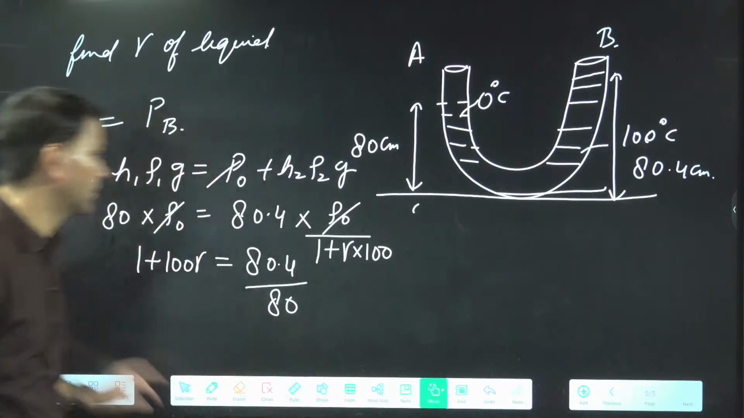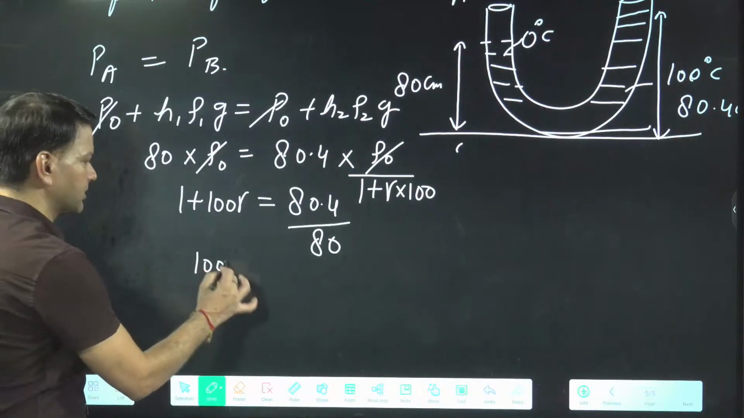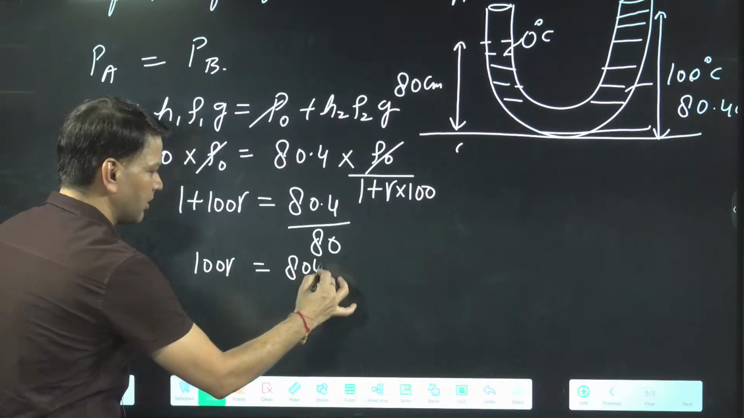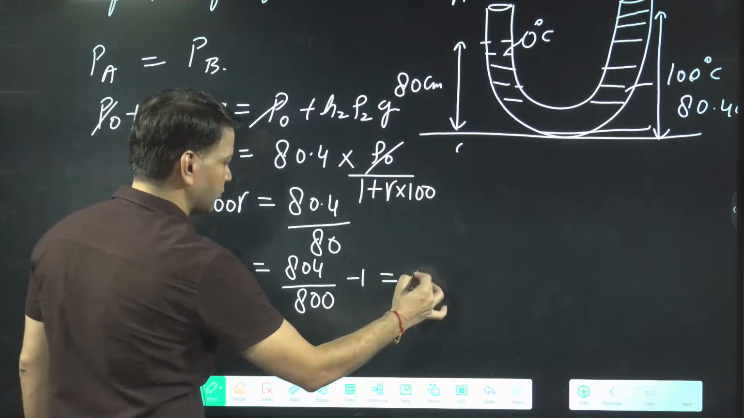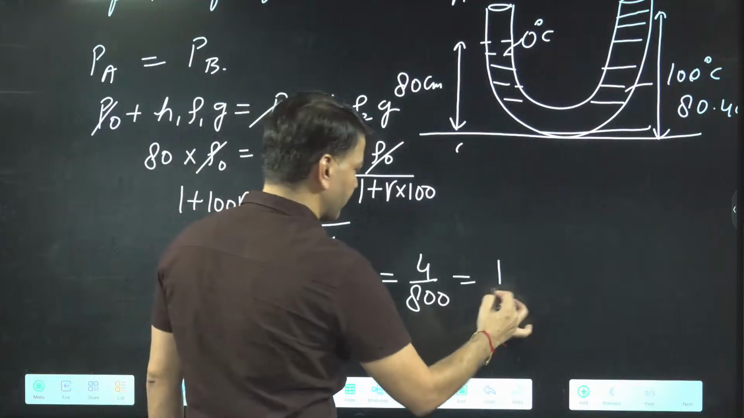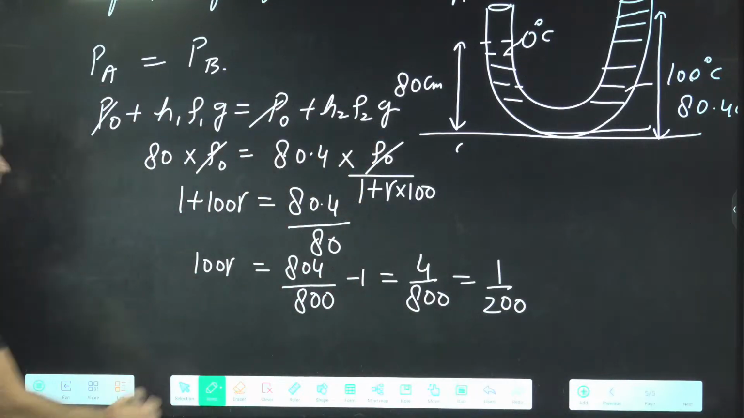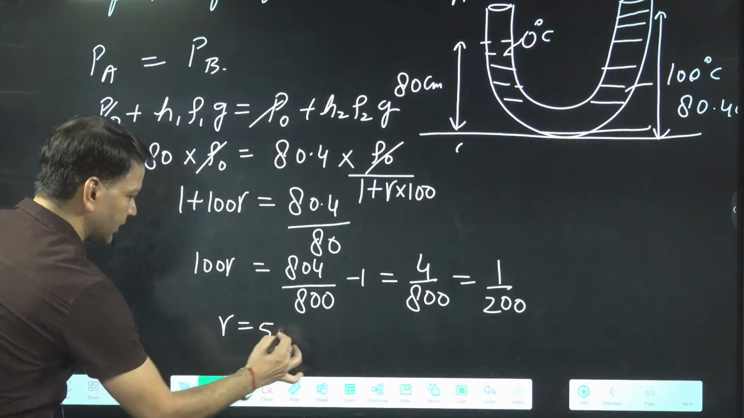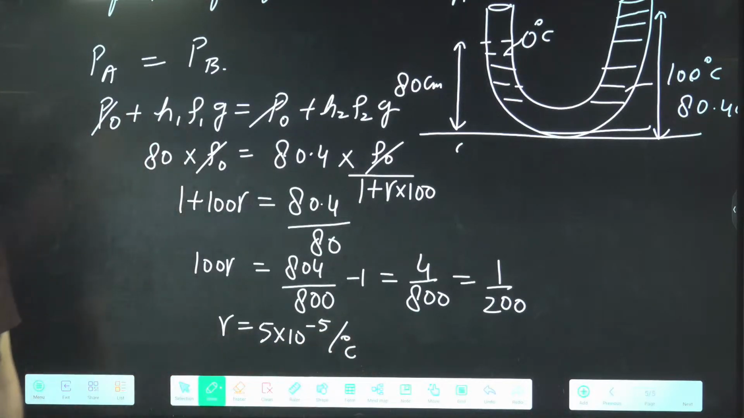Who will say what is the answer? So 100 gamma is equal to 804 by 800 minus 1. That is equal to 4 by 800, or we can say 1 by 200. Then gamma you will get is 5 into 10 to the power minus 5 per degree C.